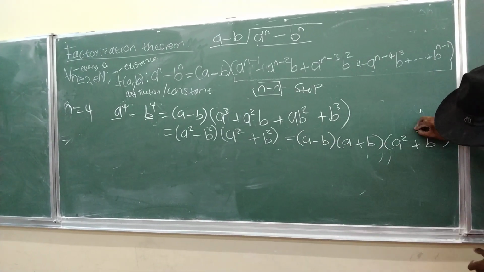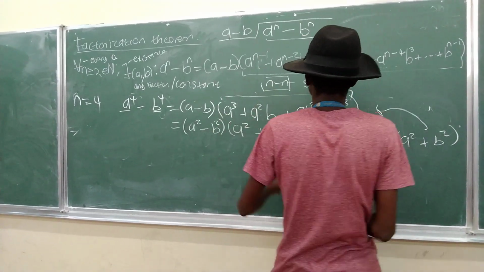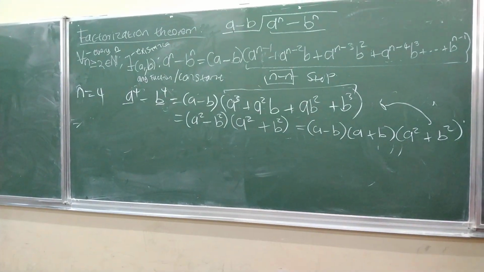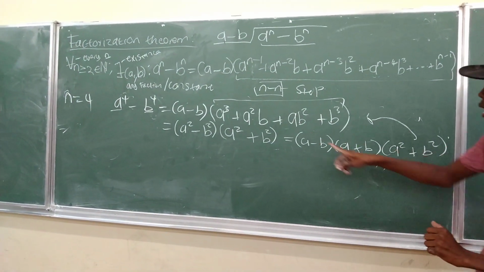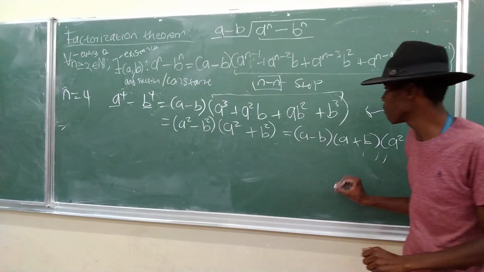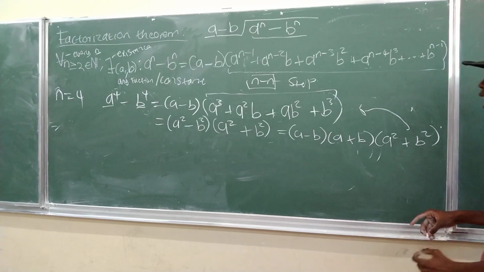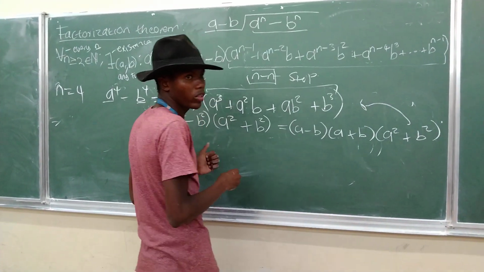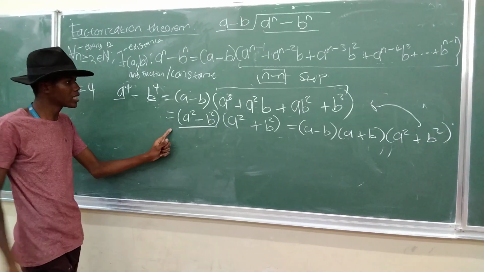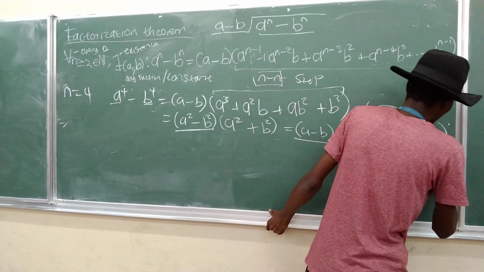Realize that this will take you back to this one. This part is the same as this part. You can also see that a plus b is a factor for this part, then we can factorize this using a long division method. We multiply, it takes us back here. But we just use the simple case where we use the difference of two squares. You know this is the same as a minus b and a plus b.